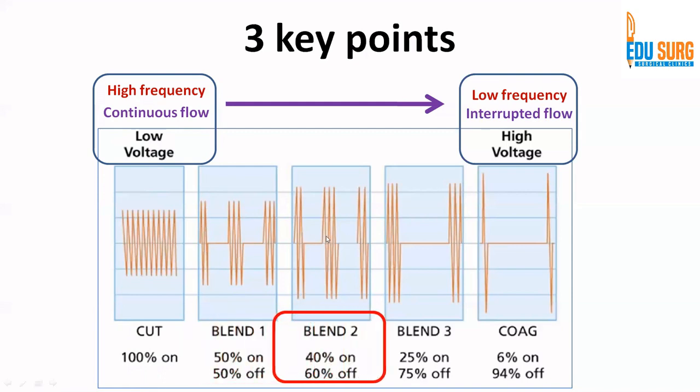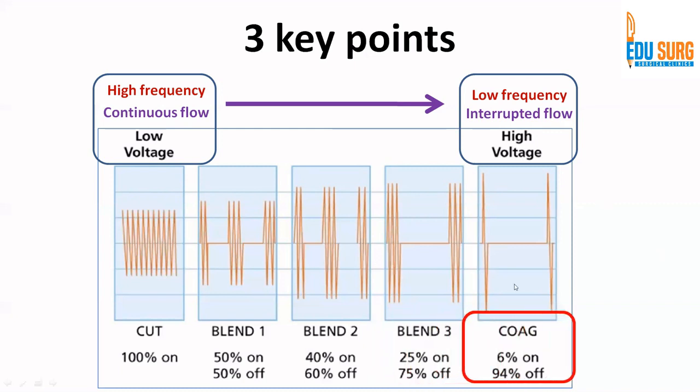Coming to blend 2, it is 40% the current flowing and 60% the current not flowing. That is how the cycle is designed. Going to blend 3, the gap or the interruption increases. And finally, the COAG, which is a very commonly used monopolar setting.